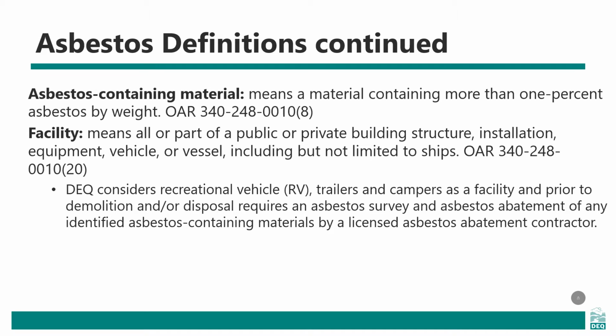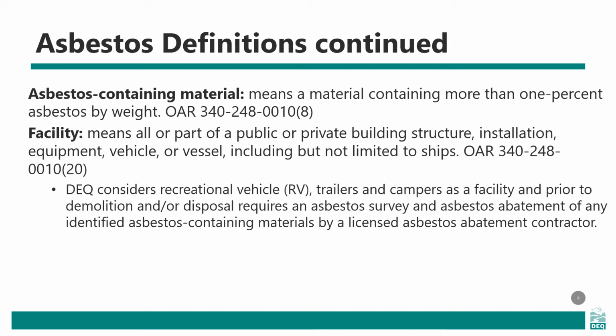Facility means structures and includes equipment, vehicles, vessels, and ships. There is a separate definition of installation, which means a building or structure or a group of buildings or structures at a single site under the control of the same owner or operator. As an example, a group of 50 duplexes with the same ownership on the same property are considered an installation and are considered commercial, not residential.